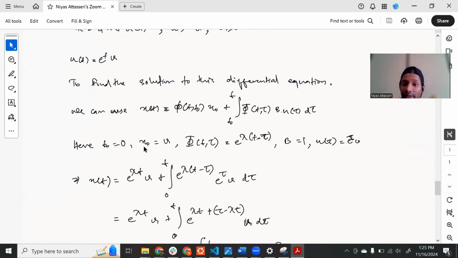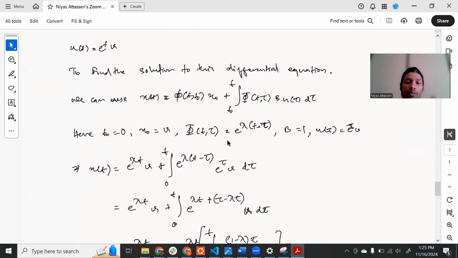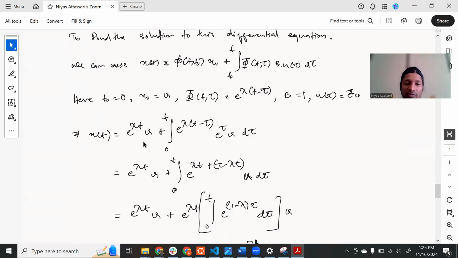So we know that t naught equal to zero, x naught equal to v, and phi(t, tau) is equal to e raised to lambda (t minus tau), and b is equal to 1, u of t equal to e raised to tau v. It's given in the question. Okay, so let's find x of t. x of t equals e raised to lambda t v. That's basically substituting all these things, you will get this particular function.